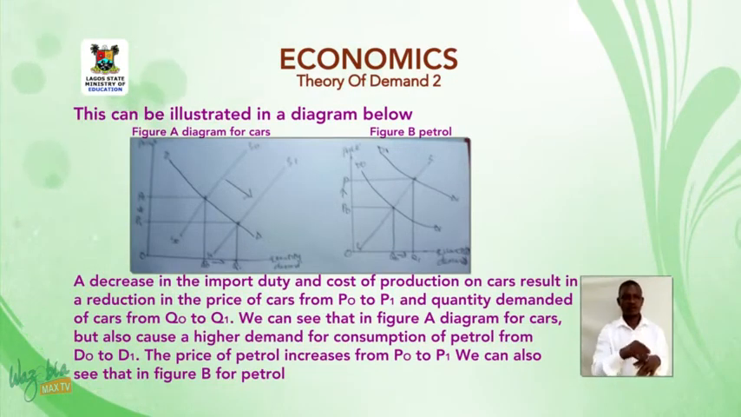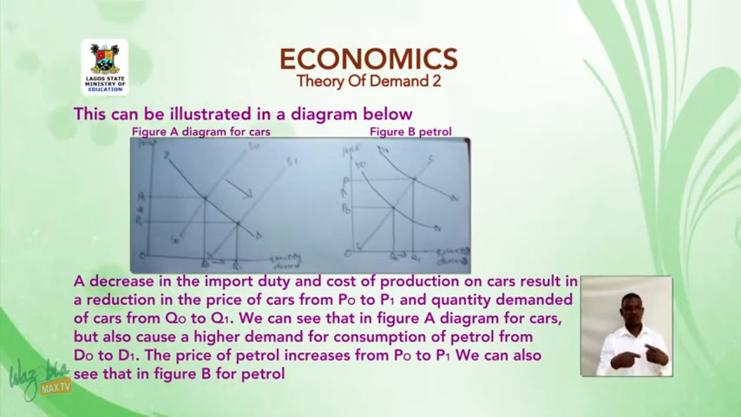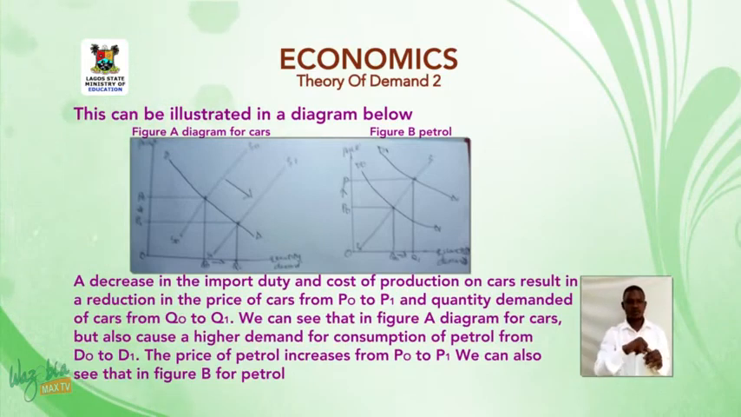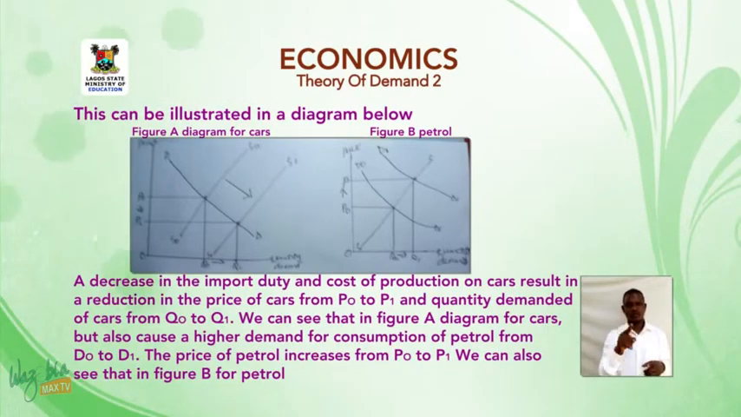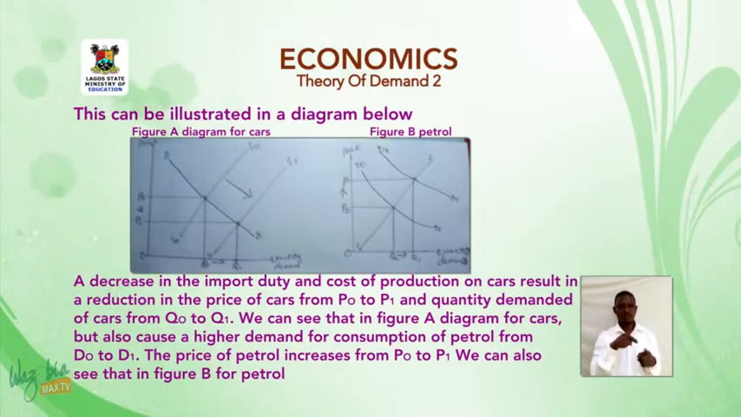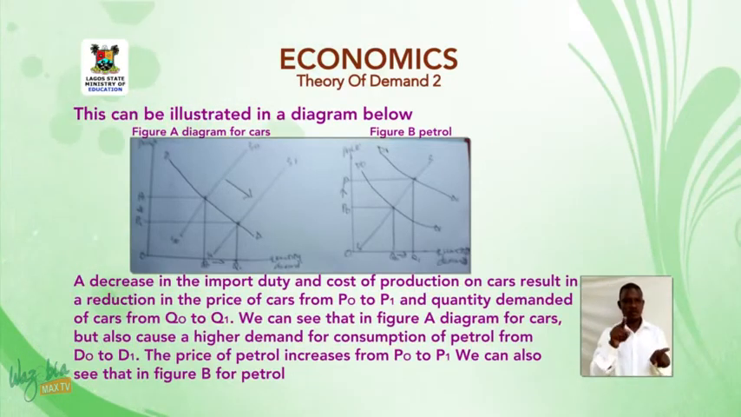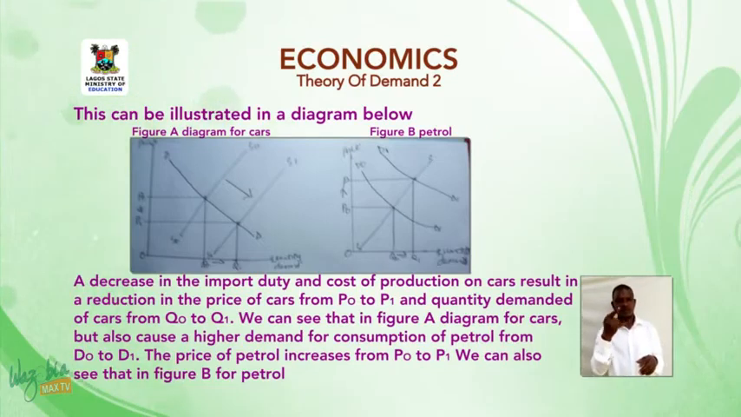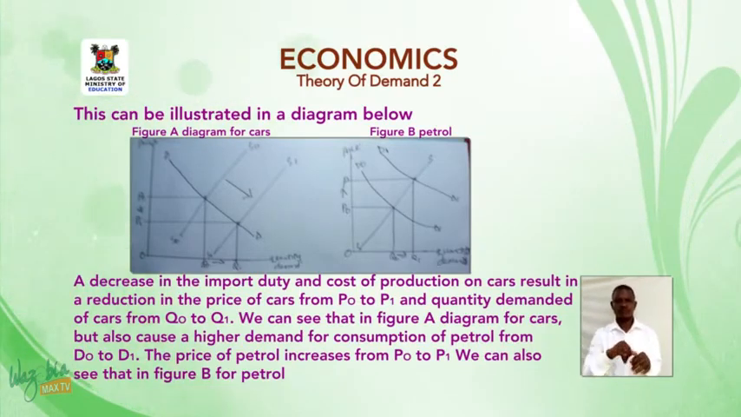But it also causes a higher demand for consumption of petrol. From D0 to D1, the price of petrol increases from P0 to P1. We can also see that in figure B on petrol.